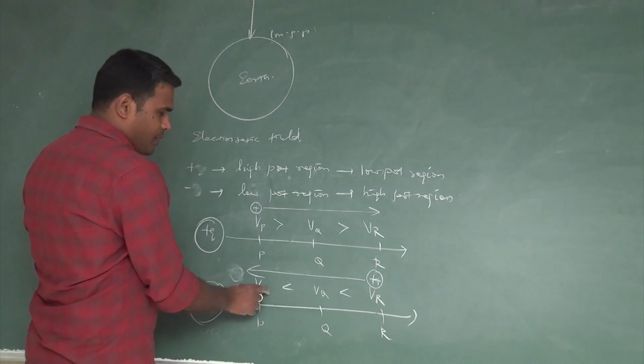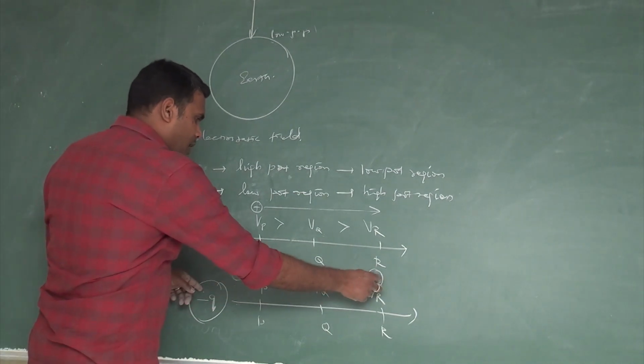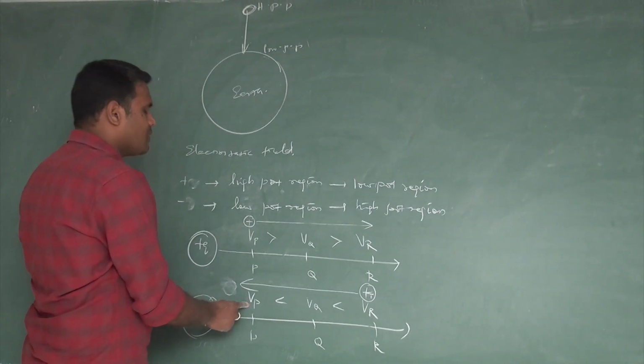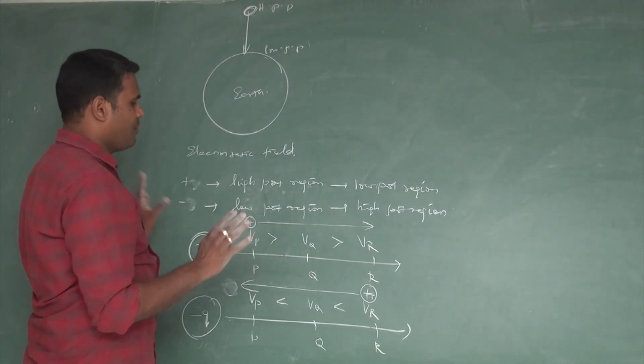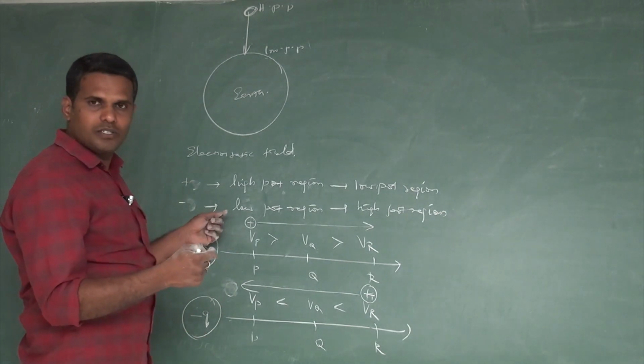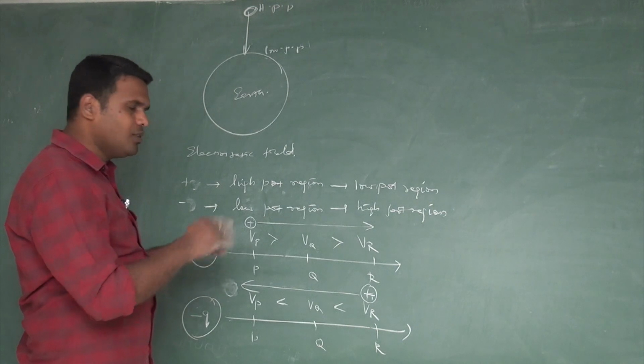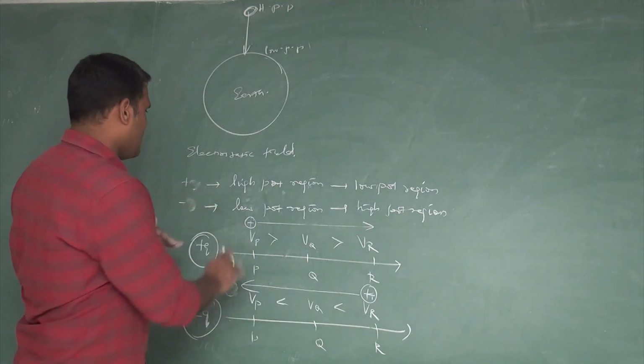VR is high, VP is low. So the positive charge will tend to move from high potential region to low potential region. So whatever the field is, a positive charge will always move from high potential region to low potential region. Consider a negative charge here.